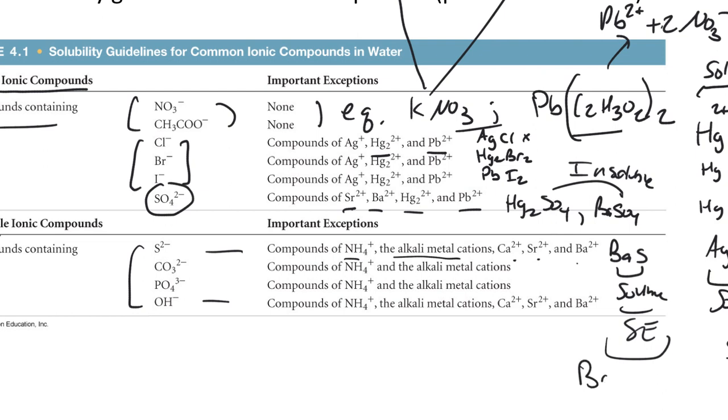Now an example of a sulfide that's insoluble would be something like copper 2. So copper 2 sulfide would be insoluble. If I took an insoluble compound and tried to dissolve it into water, it wouldn't dissolve. That's what it means to be insoluble.